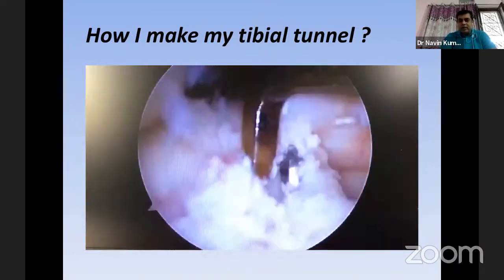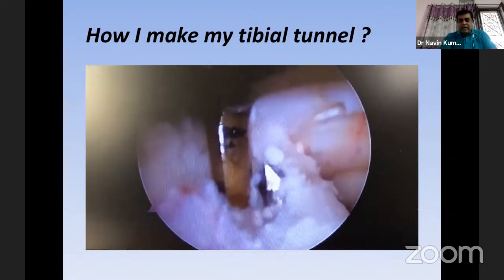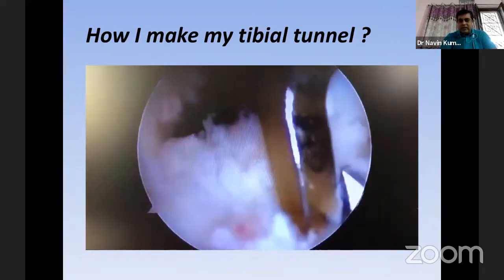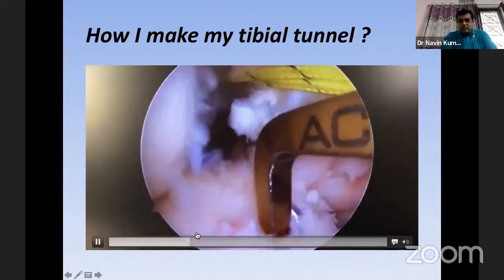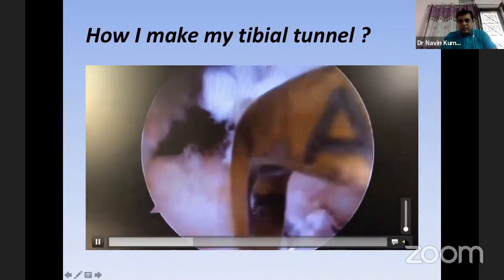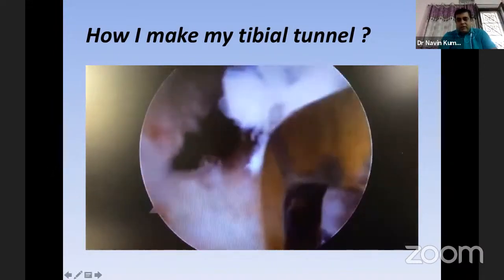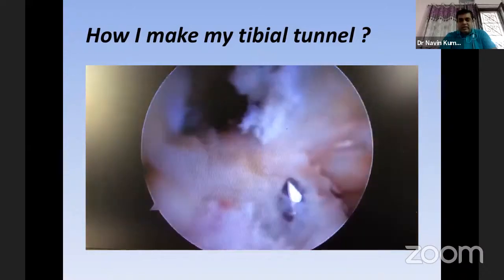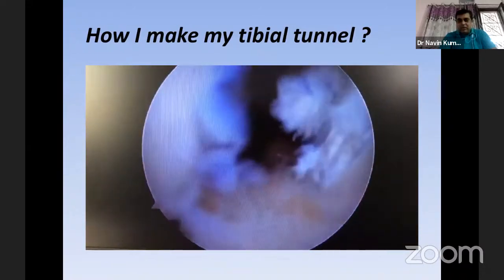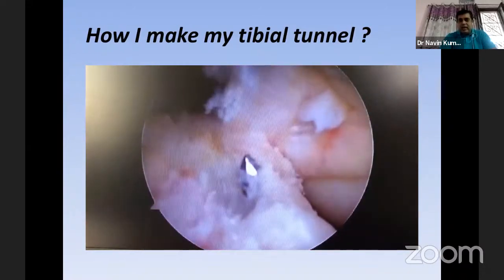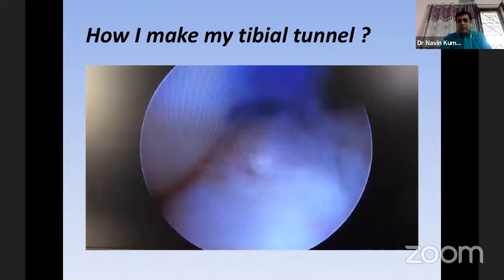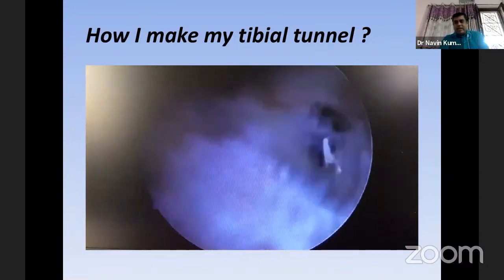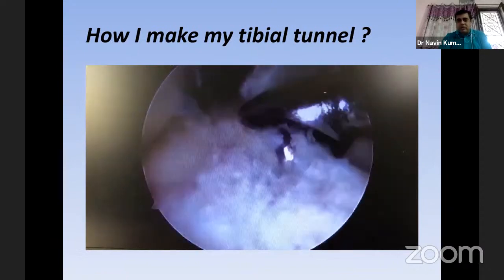So I take out my jig from there and I do a full extension and flexion, and I have made this video. I'll just mute it. Now, after it has come over there and in full extension, I see whether it is impinging on the intercondylar notch or not. Similarly, I will also see whether it is impinging on the posterior cruciate ligament. Once I am very sure that, okay, now it is not impinging.